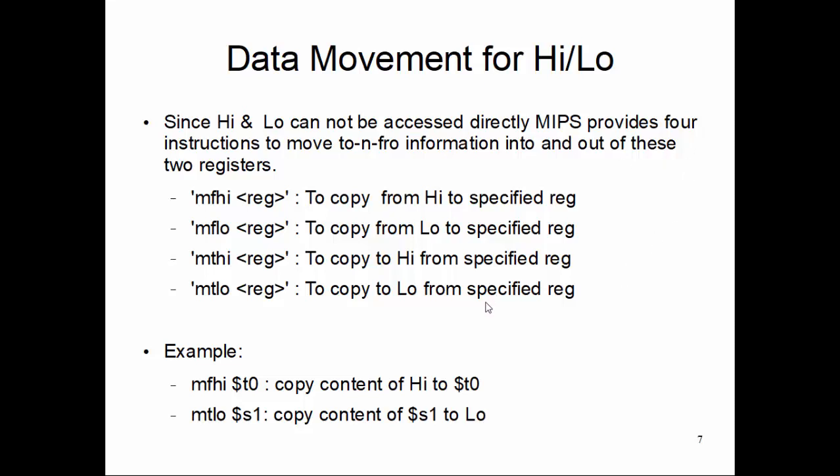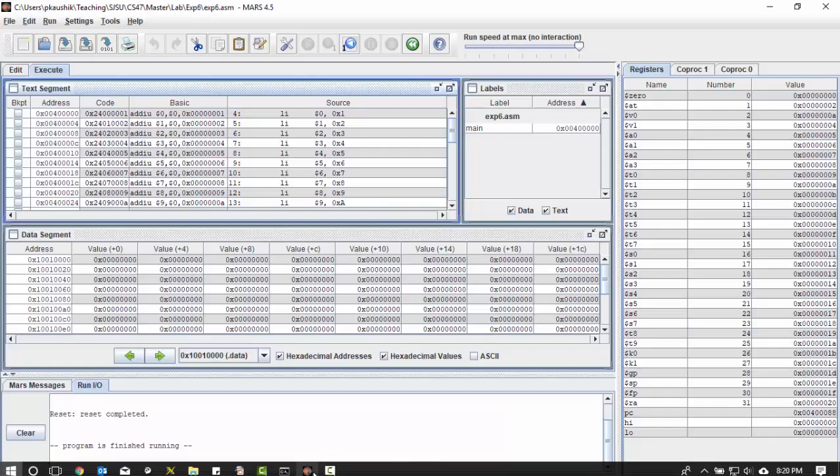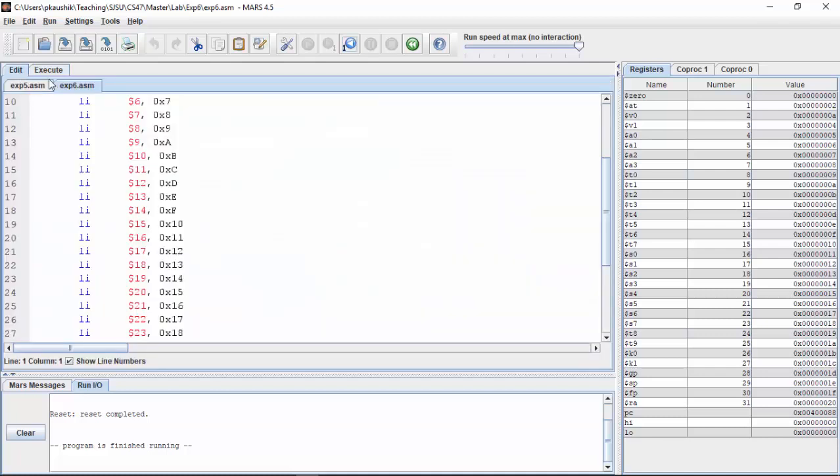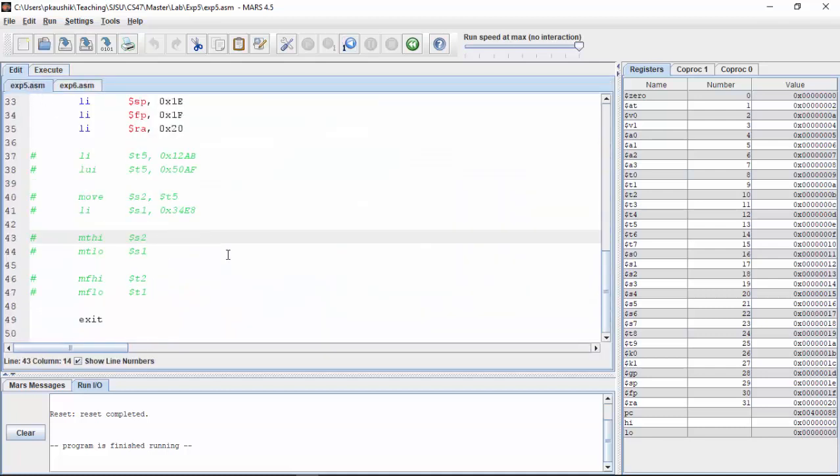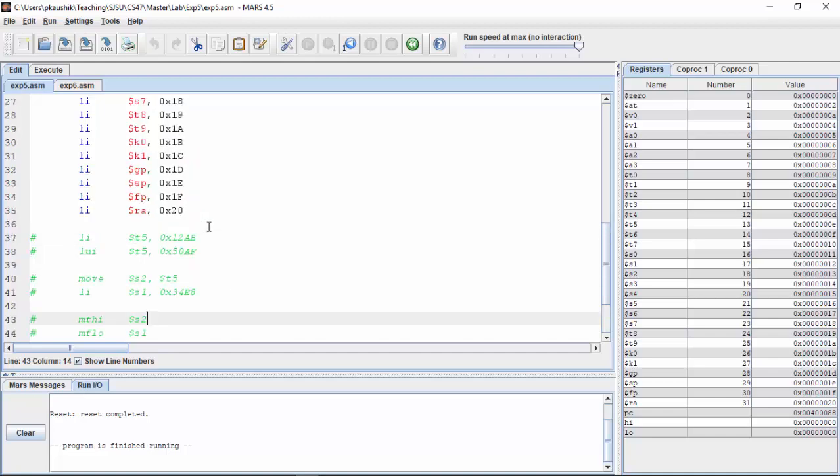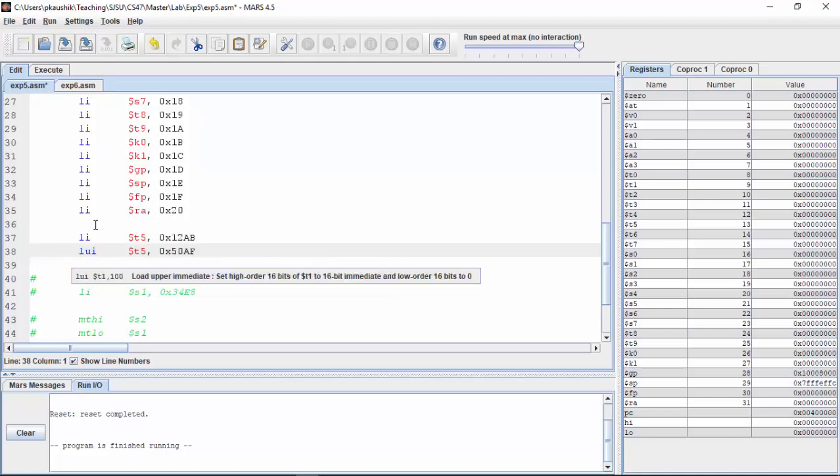So at this point, let's go back to our Mars IDE and do some further experimenting with the load upper immediate and also with some of this move statement. Okay, let's do the first two statements. What it is doing is moving a pattern 1 to AB into T5.